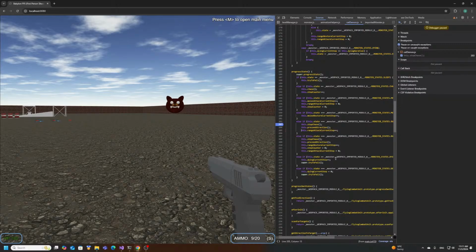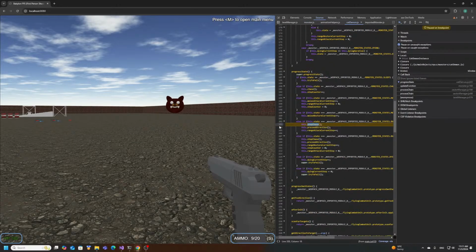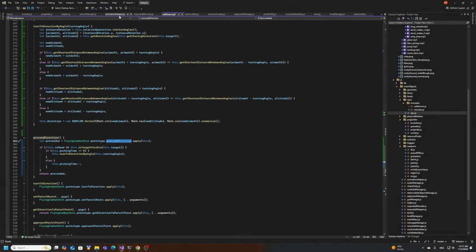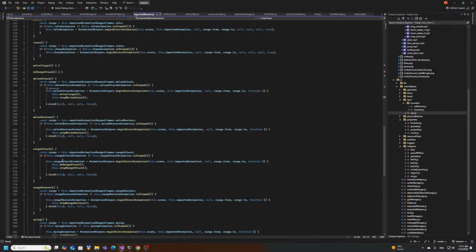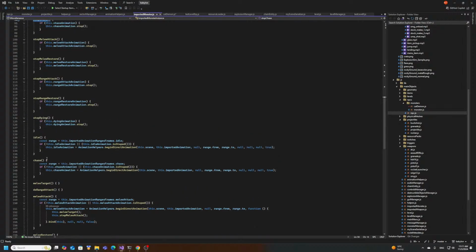Okay. It should be working. At least I don't see any obvious reason for it not to work. What's going on here? Chase animation. We stop calling that for sure.